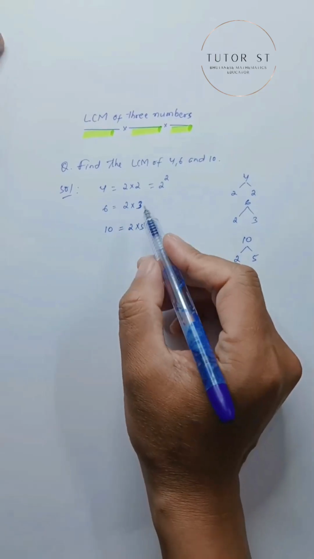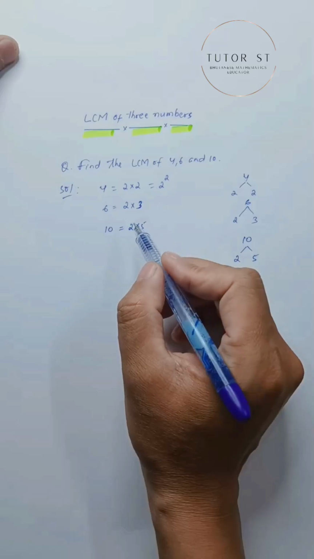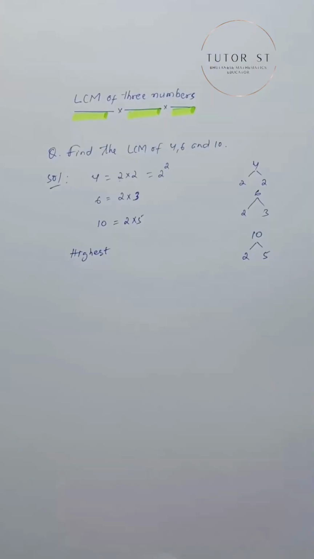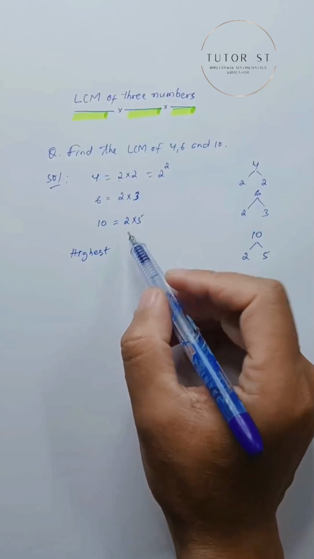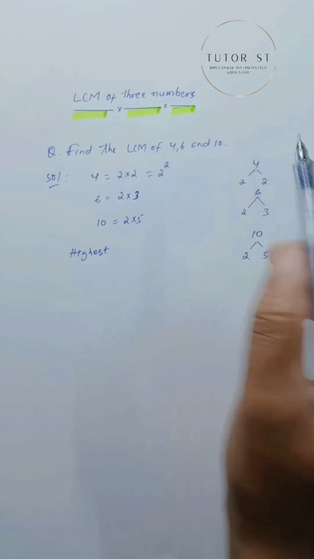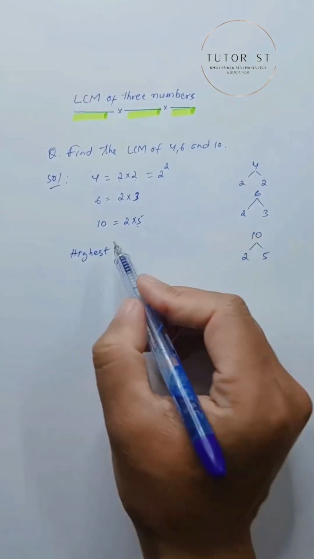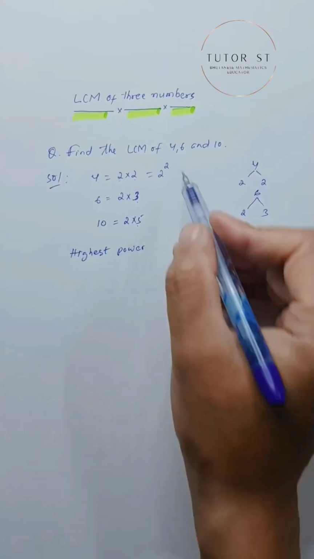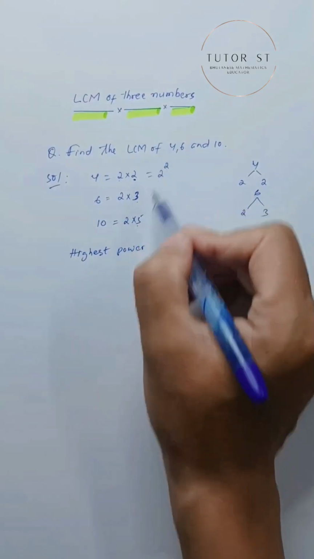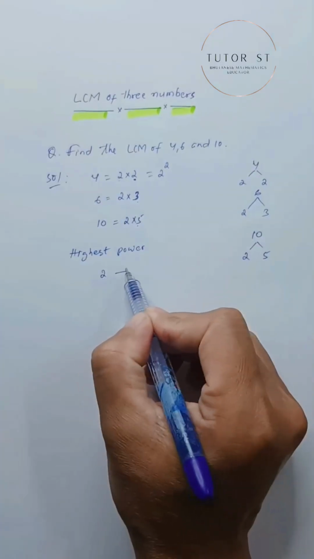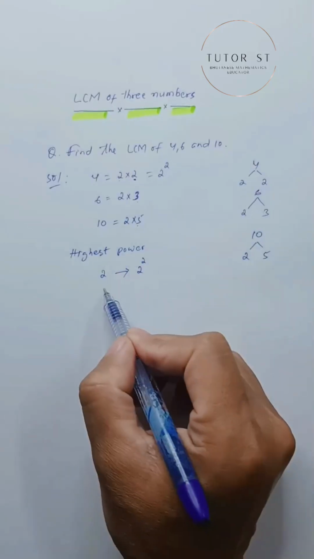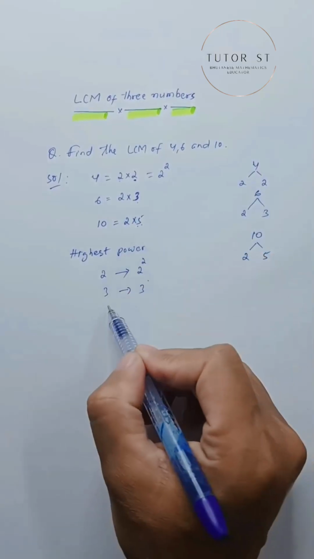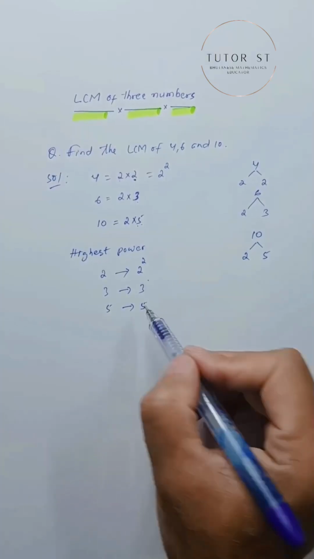After this, we need to list down the highest power of each prime number we have here. I have three different prime numbers: 2, 3 and 5. The highest power of 2 is 2 raised to 2. The highest power of 3 is 3 only, 3 raised to 1. We need not write this 1. And the highest power of 5 is 5 raised to 1, which again is just 5.